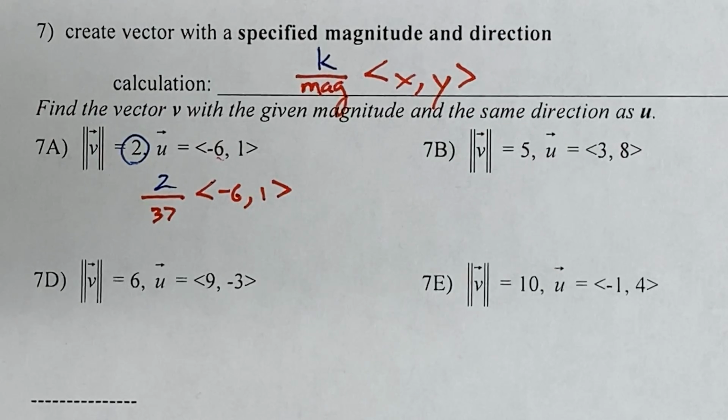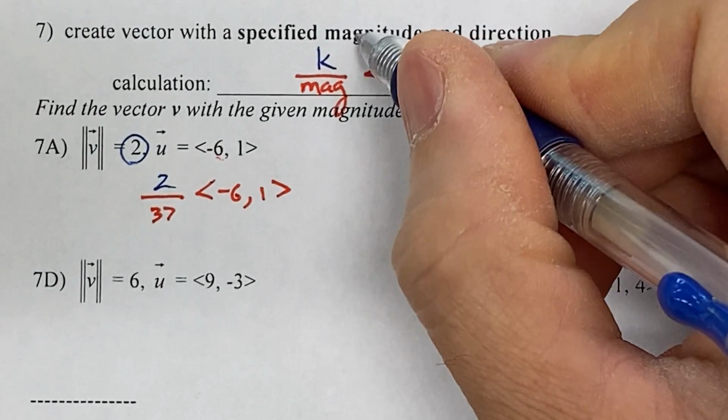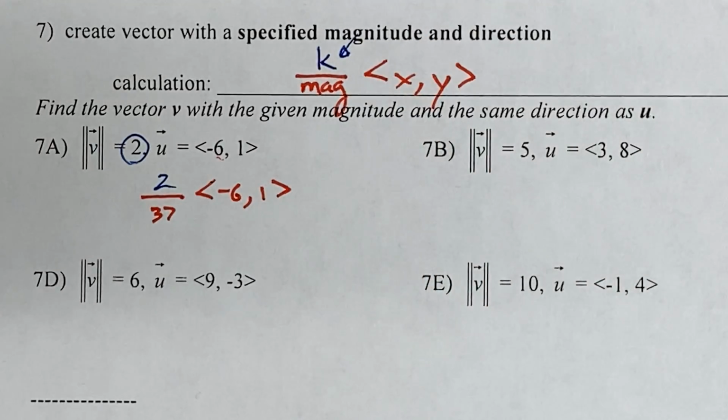Again, 99% the same thing, except we're just changing our numerator. Instead of 1, it's going to be whatever desired length you want. So it doesn't have to be a unit length.